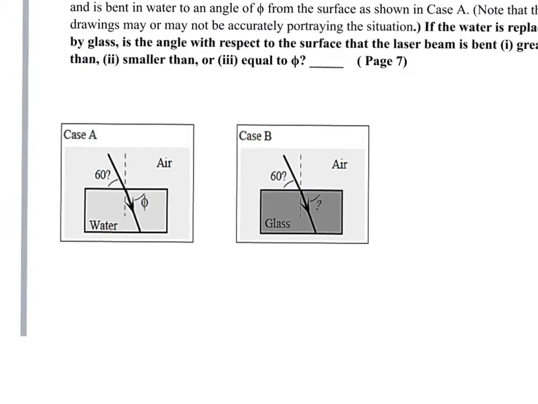In this example on page 7, we have two cases. In both of the cases, the angle of incidence is equal to 30 degrees. In case A, the light is coming from air to water. In case B, it is coming from air to glass. The comparison of index of refractions: n air is smaller than n water. It is smaller than n glass.